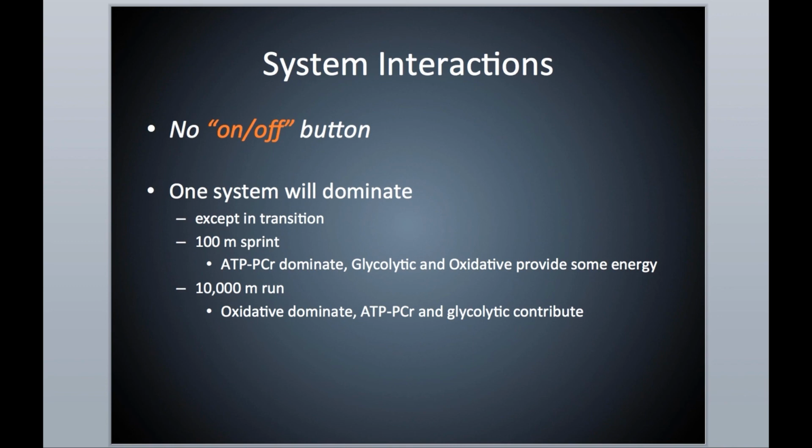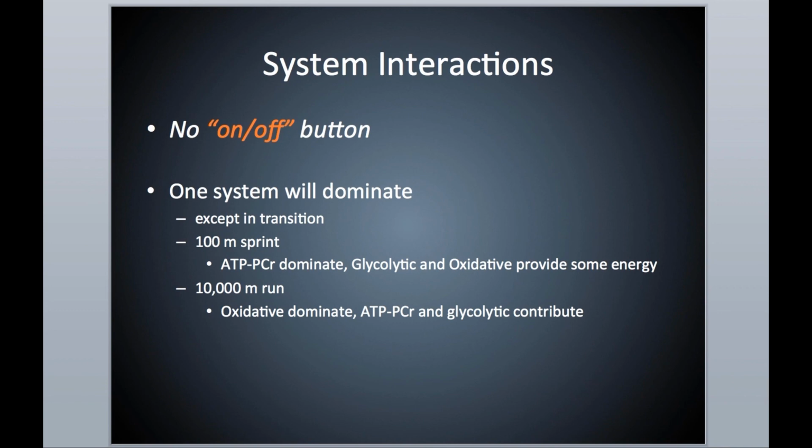So if we look at a 100-meter sprint, so not going to last very long depending on the individual, anywhere from 10 seconds to 15 seconds. Again, it's not very long. The ATP PCR system is going to dominate the ATP production. Now, the glycolytic and oxidative systems are going to provide some ATP. They're just not going to be nearly as much as what the ATP PCR system is.